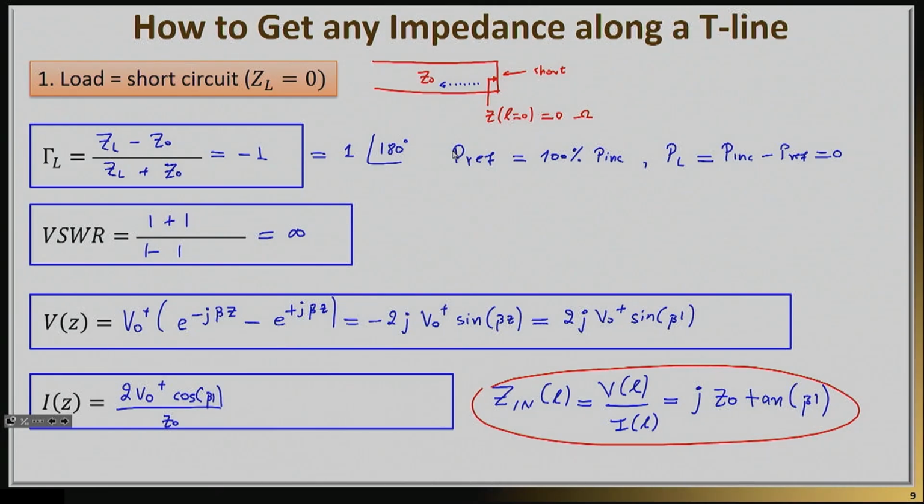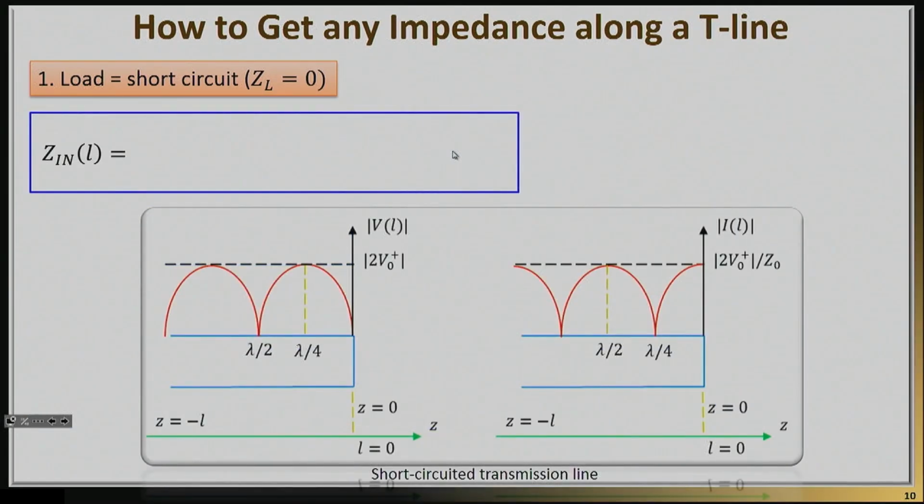If I show you this graphically, I'll go to my next slide, and you will see that when I have a short circuit, ZL equal to 0, my impedance at any point in the line is exactly what I derived before: Z0 tangent beta L. And I have graphed here my voltage magnitude as well as my current magnitude along this line. So let's look at these graphs a little bit more carefully.